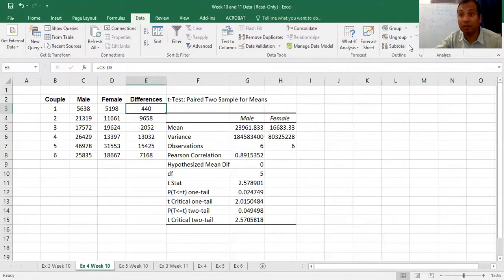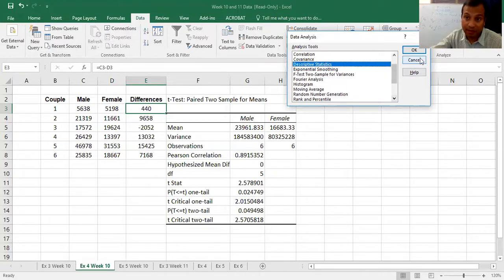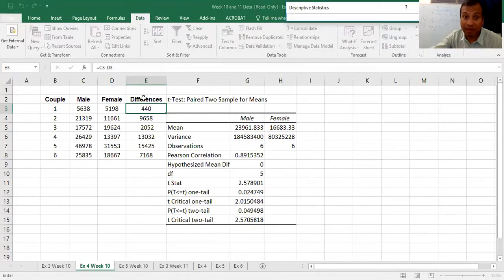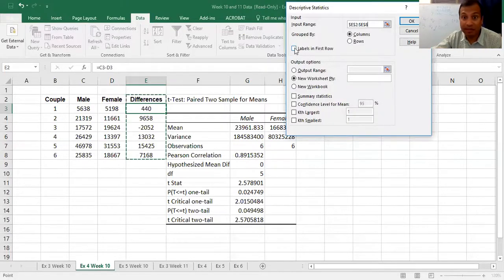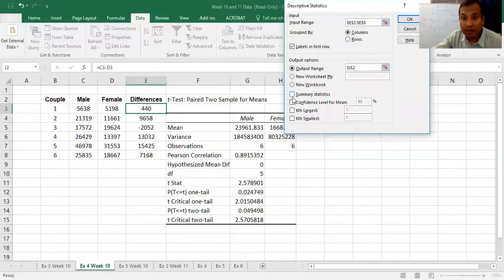Now the second stage for part B: go to Data Analysis and then to Descriptive Statistics. Then press OK. For the input range, they're asking for only one, and this time I will give the differences, because if you read the question once again, they ask to calculate the 95% CI for the mean difference in words. So take the differences column. I have selected labels. For the output range, I want it somewhere over here itself. I want summary statistics, and yes, I want the confidence level of mean.